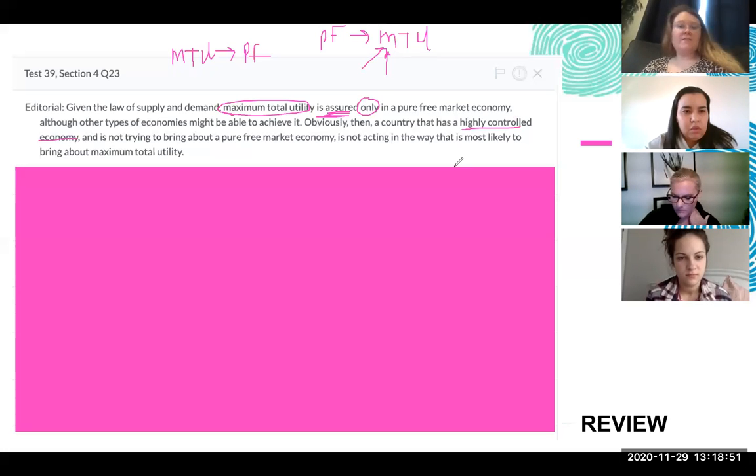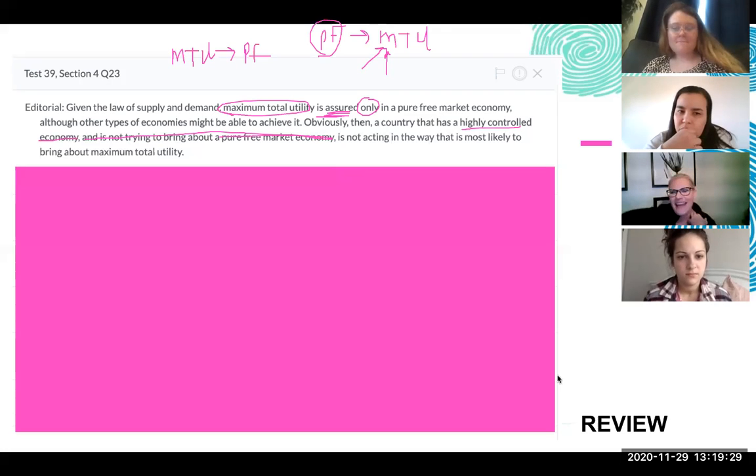But then it says that we have this highly controlled economy that is not trying to bring about. So at least this helps us, where we know that a highly controlled economy is not a purely free economy. So that's helpful. Is not acting in the way that is most likely to bring about maximum total utility. Well, what is the most likely way to bring it about? What's the only assured way? Pure free market economy. Yeah, so where's the flaw here then? If it's not acting in the most likely way.